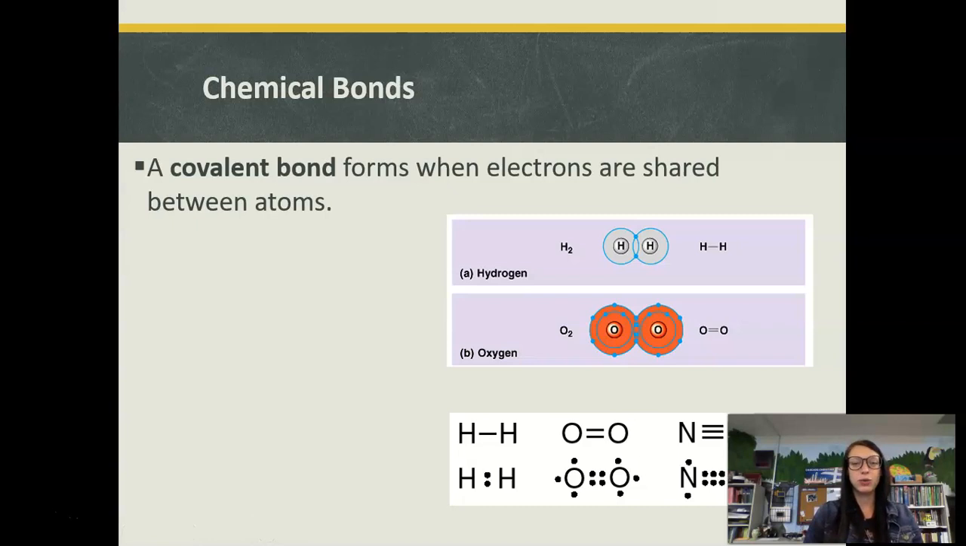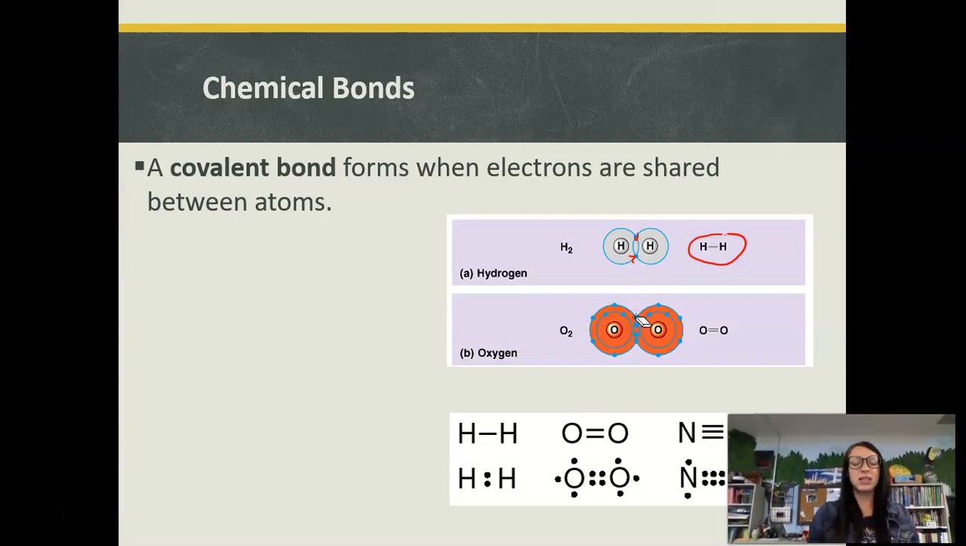So here are some other examples for you. We've got H2, or molecular hydrogen, and O2, molecular oxygen. Here we have a single bond, bonding at 1 and 2 electrons here. And then with oxygen we have a double bond, and you can see the double bond here and here, here and here.